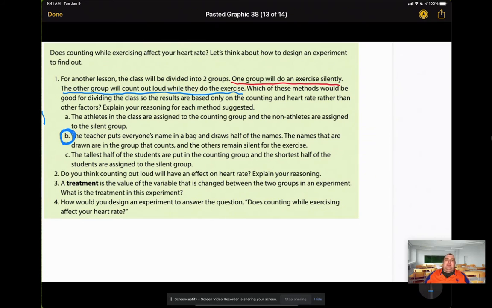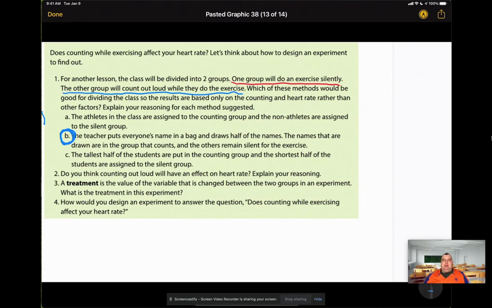If you put all the athletes in one group and all the non-athletes in another group, that might skew the results, lead to biased results. Same with putting all the tall people in one group and all the short people in another group. That's not really random. Same thing with athletes and non-athletes. The only one that's truly random is if you put everyone's name in a bag and pick it without actually looking. So B would be the best.